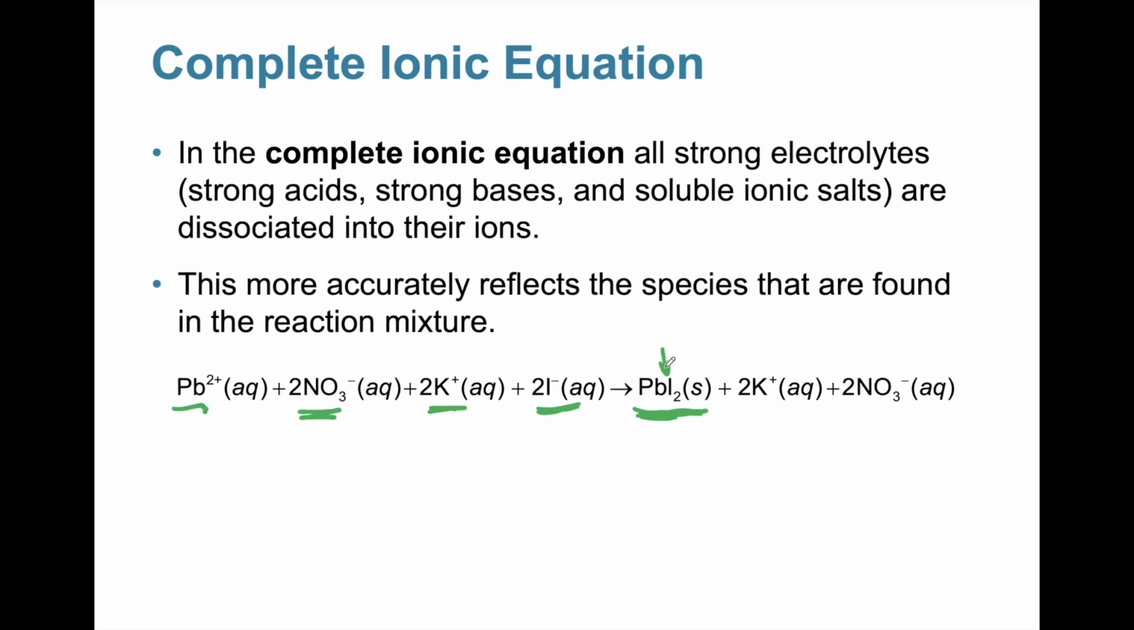It doesn't have its own ions. And then the other ions are still sitting around, which are the potassium and the nitrate ions, right? Those are basically spectator ions. They don't do anything, because they're still in solution. You don't see them, but you do see the lead iodide.